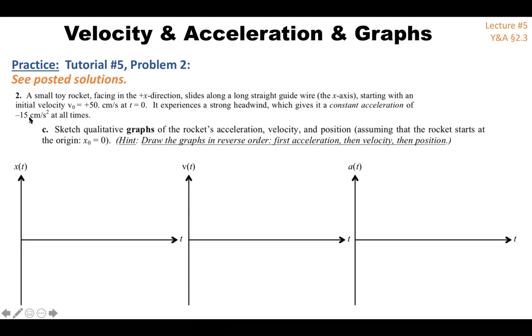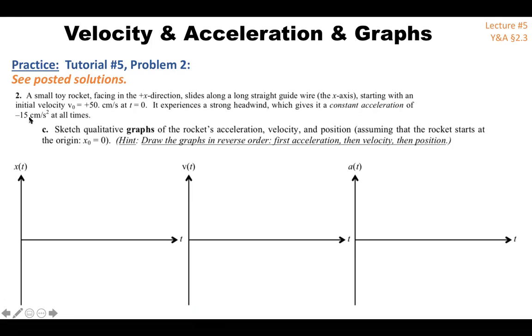Okay? So first of all, I give you a hint. The acceleration graph should be done first because it's going to be the easiest. Then the velocity will be the next easiest, and the position will be the most complicated. So I recommend doing them in that order. So first, what should the acceleration graph look like in this case?